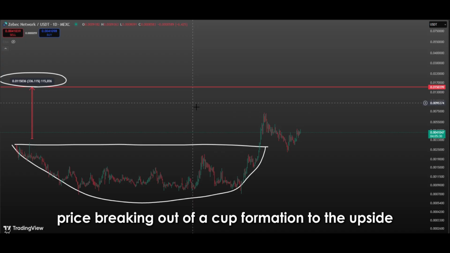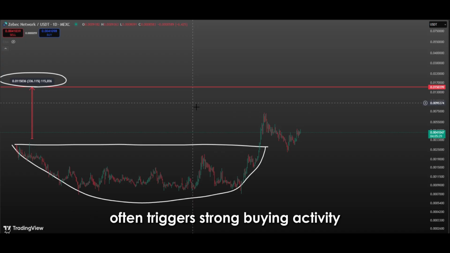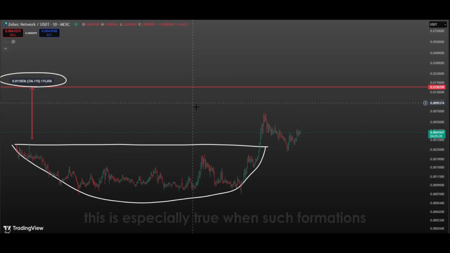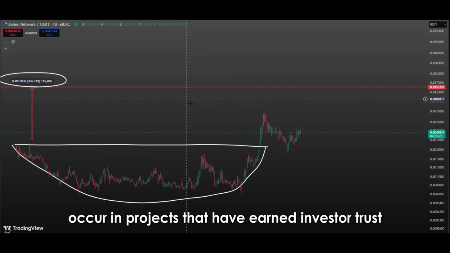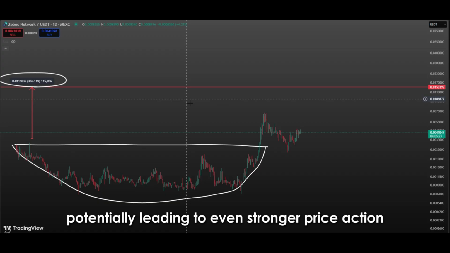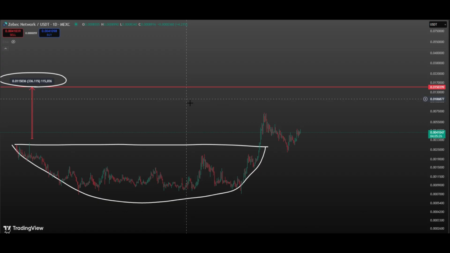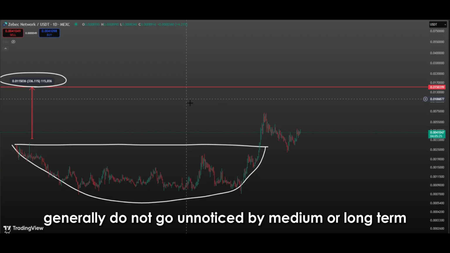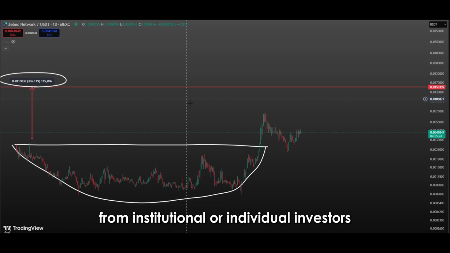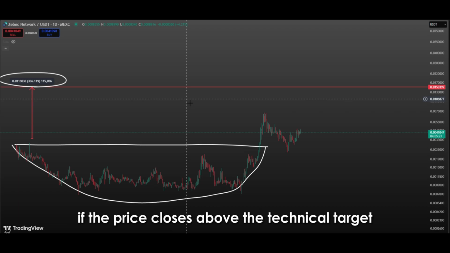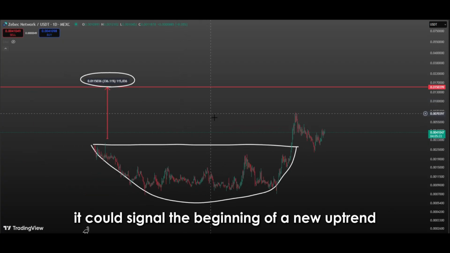Price breaking out of a cup formation to the upside often triggers strong buying activity. This is especially true when such formations occur in projects that have earned investor trust, potentially leading to even stronger price action. These structures generally do not go unnoticed by medium or long-term investors and may attract larger positions from institutional or individual investors over time. If the price closes above the technical target, it could signal the beginning of a new uptrend.